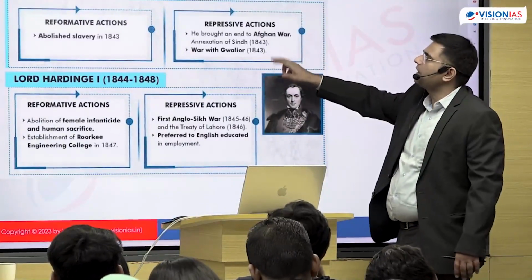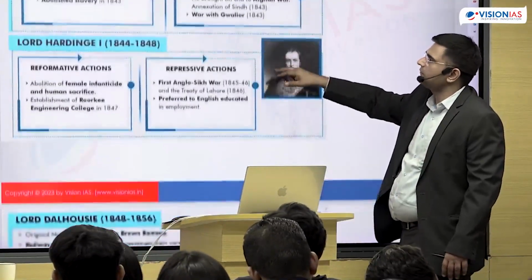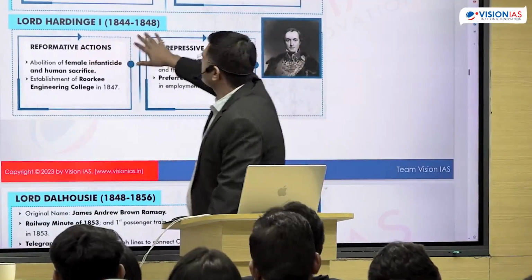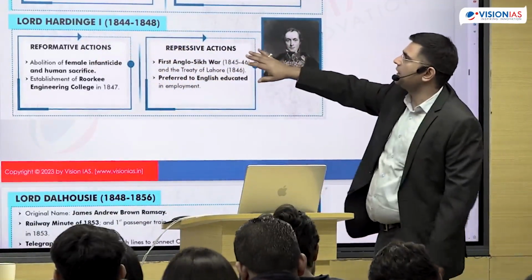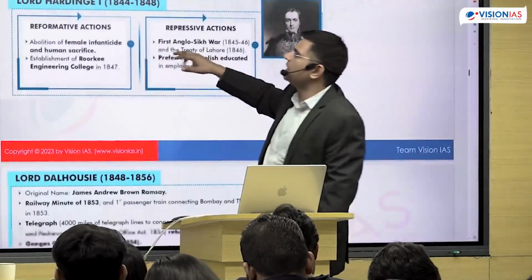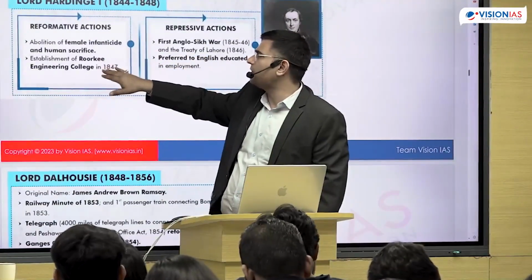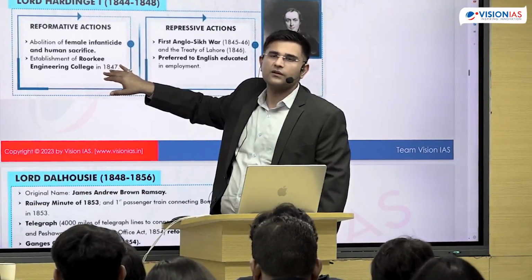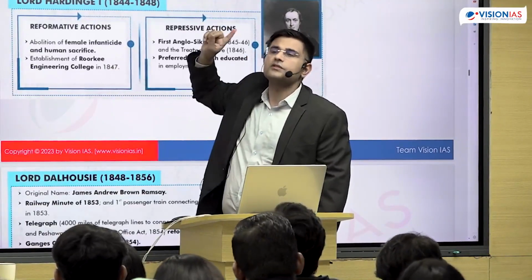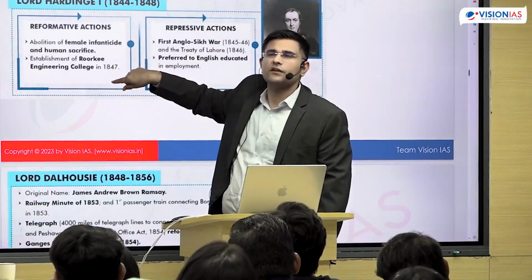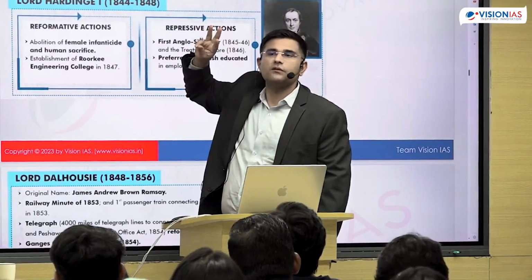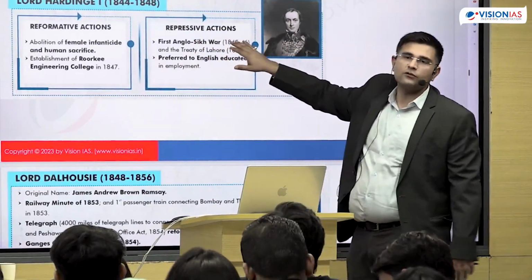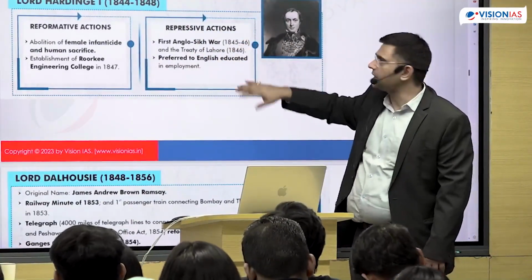War with Gwalior, 1843, some small war would have taken place, against Scindia of Gwalior. Hardinge, 1844 to 48. Female infanticide and human sacrifice were addressed. Roorkee Engineering College was set up in 1847, and three universities were set up in Madras, Bombay and Calcutta. First Anglo-Sikh War, 1845.